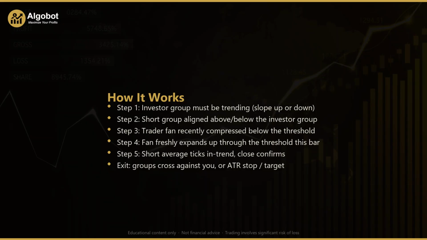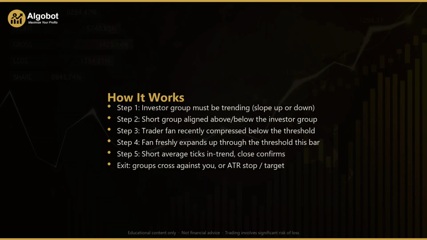The short setup is an exact mirror. The investor group must be falling. The short average must sit below the long average for bearish alignment. The trader fan must have recently squeezed, then freshly fan open downward through the expand threshold this bar. The short average must tick down, and the close must finish below the short average.